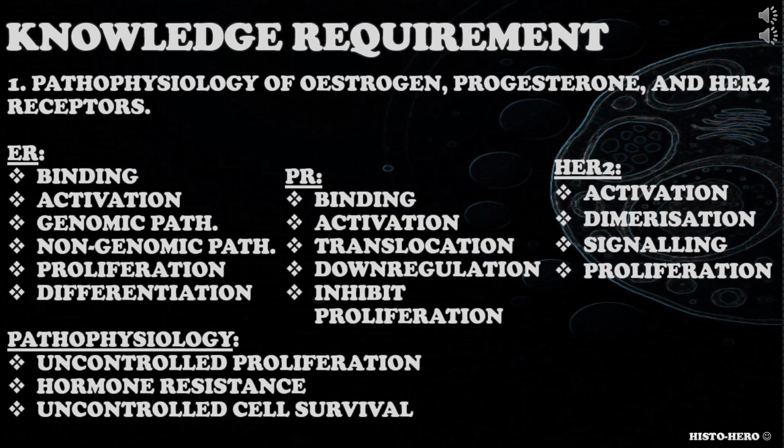The first knowledge requirement is pathophysiology of estrogen, progesterone, and HER2 receptors. Candidate needs to have the knowledge and understanding about pathophysiology of ER, PR, HER2. You could ask the candidate to explain what ER, PR, HER2 receptors are, what is their role in healthy tissue, how does their functions change in diseased tissue, what diseases are they associated with. When addressing this knowledge requirement, candidates should consider binding of receptors, activation of receptors, signaling pathway, proliferation, differentiation, uncontrolled cell proliferation, hormone resistance, uncontrolled cell survival, associated diseases.